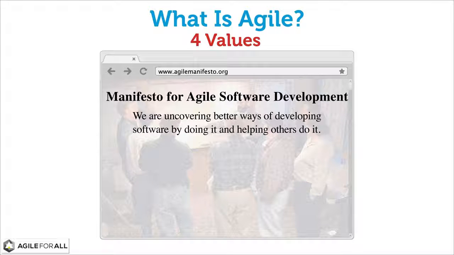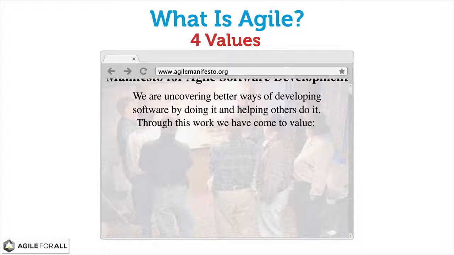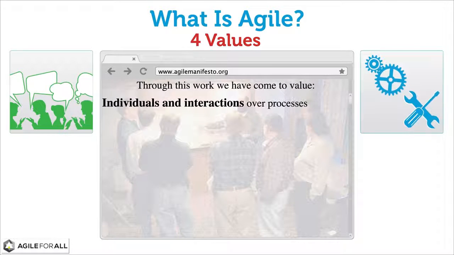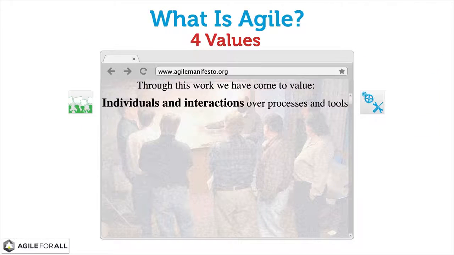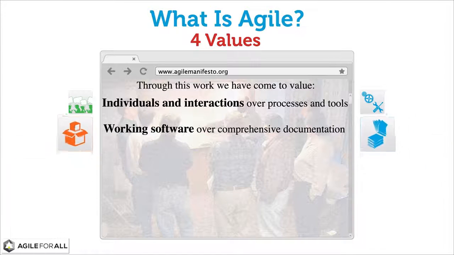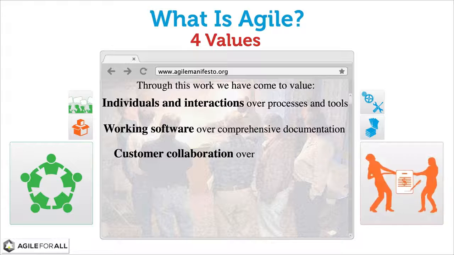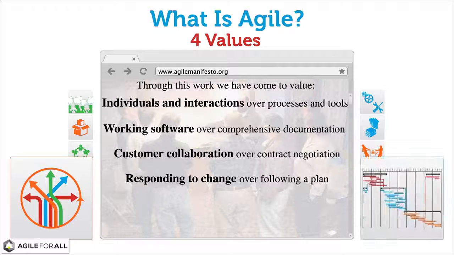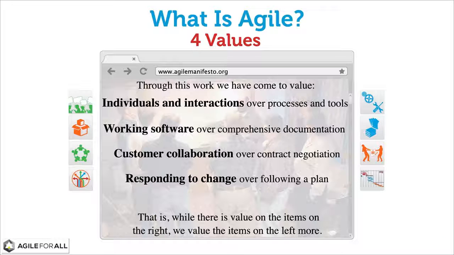The authors wrote that, through this work, we have come to value individuals and interactions over processes and tools, working software over comprehensive documentation, customer collaboration over contract negotiation, and responding to change over following a plan. That is, while there is value in the items on the right, we value the items on the left more. Let's briefly examine each of these 4 value pairs.